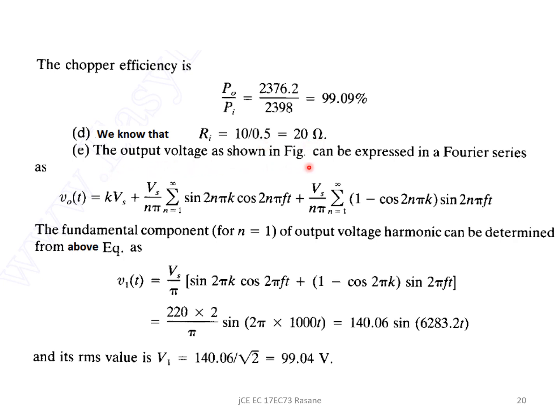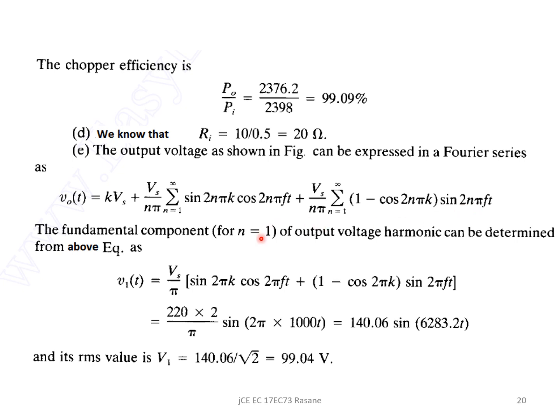Then the output voltage as shown in the figure can be represented by the Fourier series. So they want to know the fundamental component, right? To express it in Fourier series, we have to use this formula. We have done this. So the Fourier series is represented by a constant value VDC, that is K into Vs, plus the fundamental components, summation from n equal to 1 to infinity, and this will be the sine cos term and this will be the cos sine term.